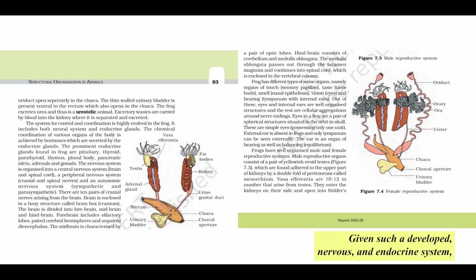Given such a developed nervous and endocrine system, how do frogs actually perceive their surroundings? What are their main sense organs that allow them to interact with the environment and survive? How are they organized? That's a logical next step. Understanding their sensory perception is absolutely key.